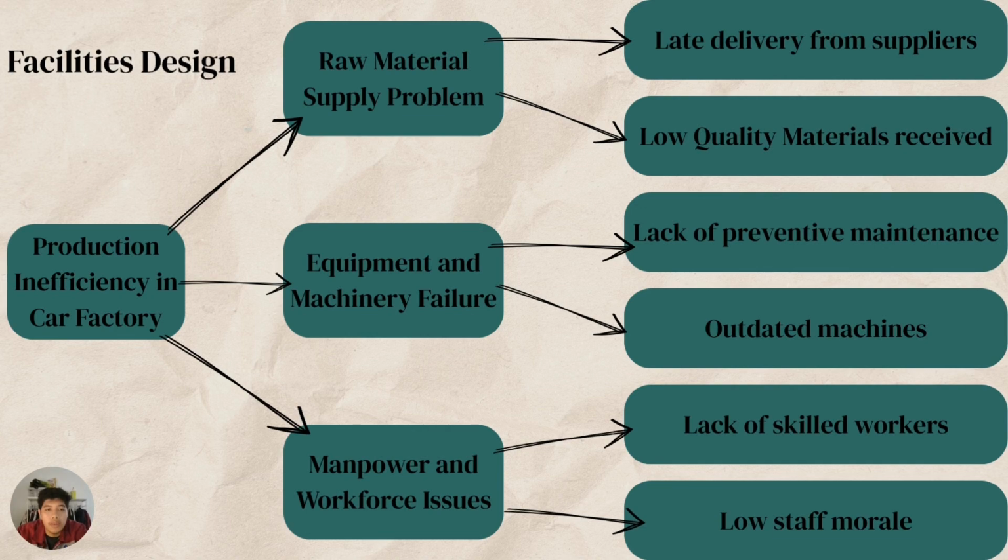First is raw material supply problems, such as late delivery from suppliers and receiving low quality material. Second is equipment and machinery failure, including outdated machines and lack of preventive maintenance. Third is manpower and workforce issues, like lack of skilled workers and low staff morale. All of these factors slow down the production process, increase cost, and reduce production quality. That's why having a well-planned facility design is very important to reduce the problems and improve factory performance.